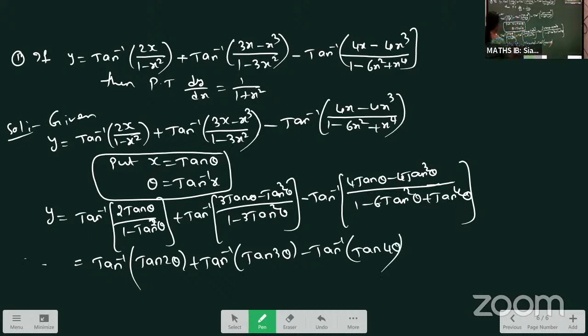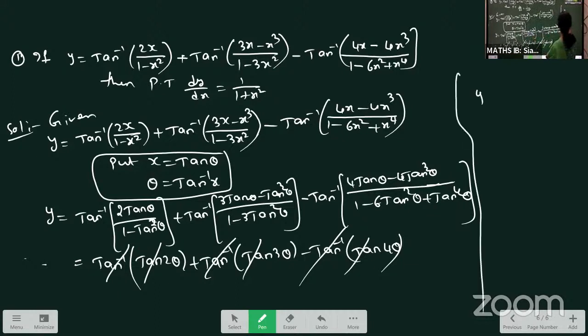Now here, tan inverse, tan inverse, tan inverse getting cancelled. So left out part is y is equal to 2 theta plus 3 theta minus 4 theta. So 2 theta plus 3 theta is 5 theta. 5 theta minus 4 theta is theta. So y is equal to theta. Here we have theta equal to tan inverse x, so theta can be replaced by tan inverse x.